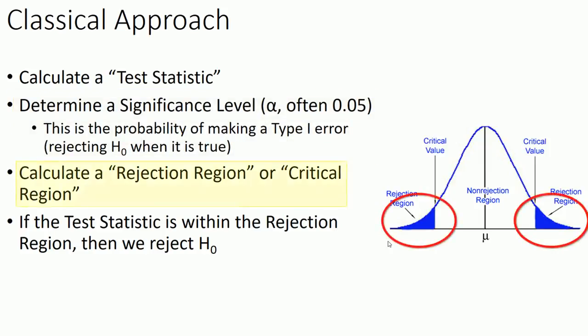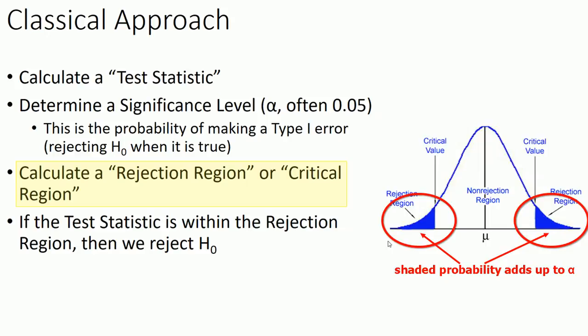Then we're going to calculate a rejection region or a critical region. There are synonyms, so they really mean the same thing. And depending on whether it's a one-sided test, a left or right-tailed test, or a two-tailed test, our rejection region is going to be either one tail of a normal curve or a t-distribution, or it's going to be both tails together. But the idea is that the total area of the tails in our rejection region or regions should add up to the significance level.